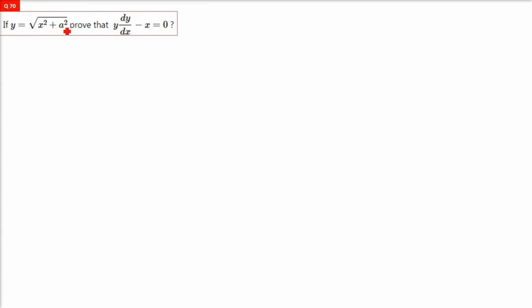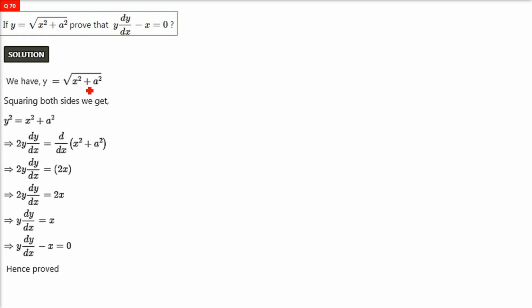Y is equal to under root x square plus a square. We have to prove that y dy by dx minus x is equal to 0. So this is not a very heavy question. We can easily do it, and you have already seen. So this is y equals under root x square plus a square, and this is dy by dx.